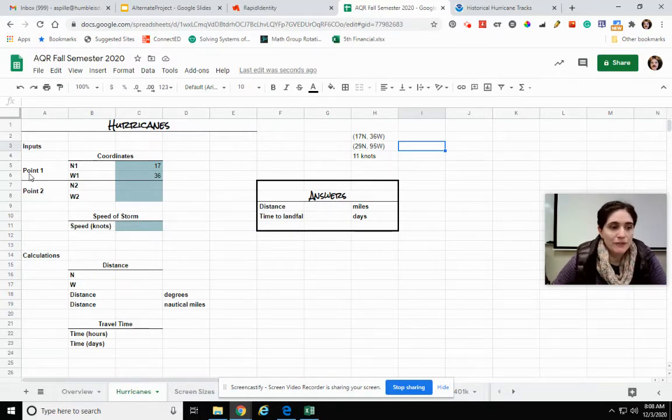Okay, so my first point, I have 17 north, 36 west. So I put 17 north, 36 west. My second point is Galveston. That's 29 north, 95 west. That's rounded, but that's okay. 29, 95. In real life, you could put the decimals and everything, and it would be fine and good. Speed. It's going 11 knots, so I'm going to put 11. Okay, that's the only thing I put as inputs.